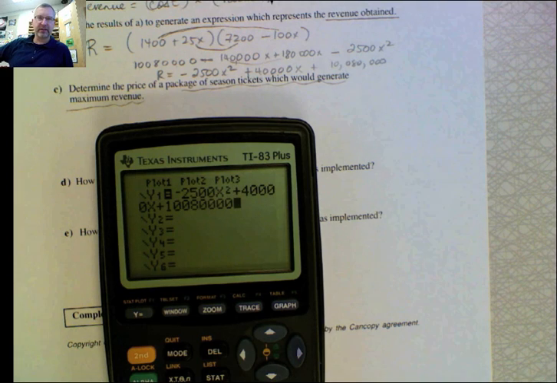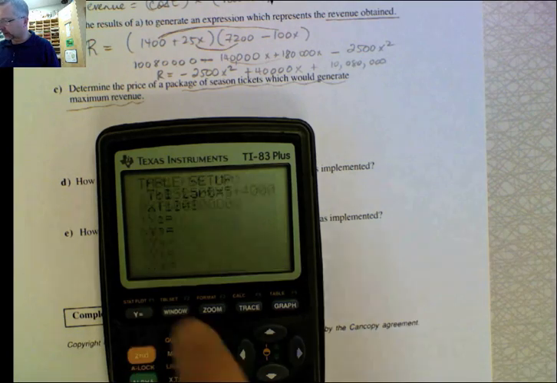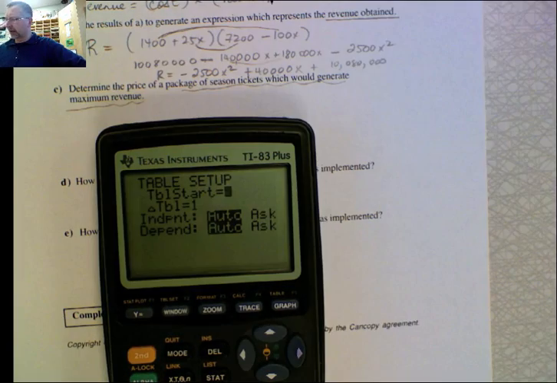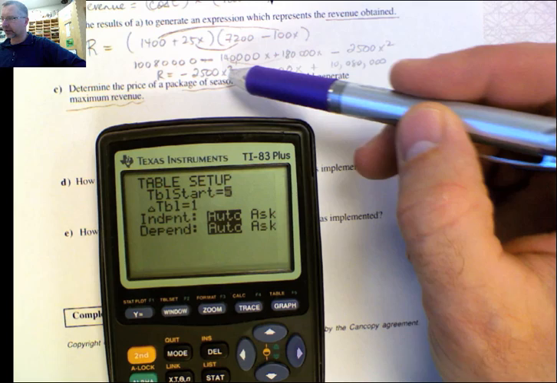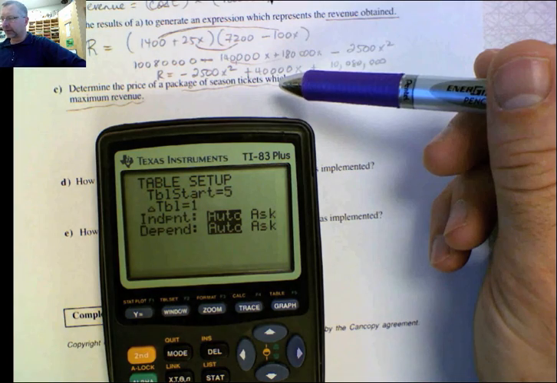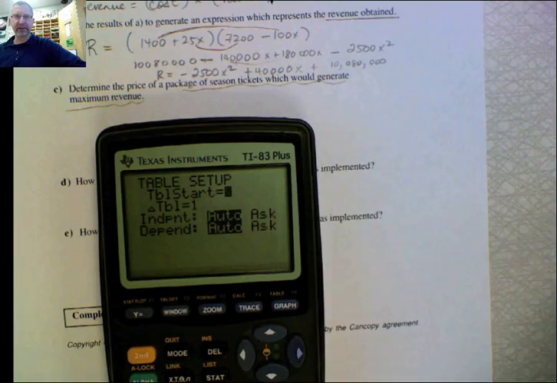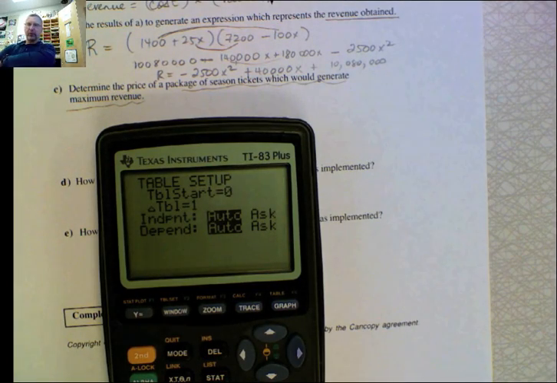Now, absolutely, when you look at these numbers, you know this is a real world problem. We cannot possibly come up with our window settings just by hitting zoom 6. So we're going to have to use a table of values to help us come up with our window settings. Now, the x-axis in this case is actually related to the number of $25 increases. It's also related to our price. So the absolute lowest price that we can charge is 0.